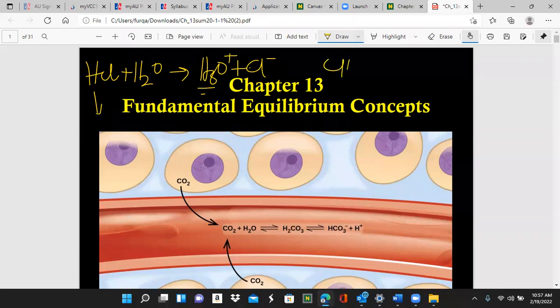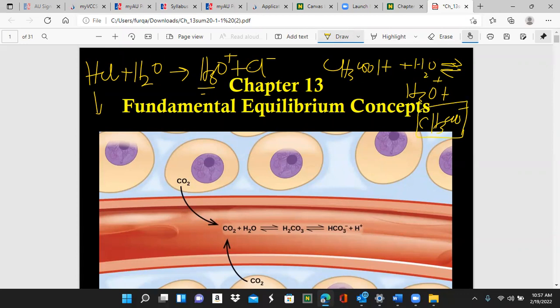Versus you have CH3COOH, which is acetic acid. When you react it with water, it's not going to be a single-sided reaction. It's going to be a reversible reaction. Again, you're going to make H3O plus, and then you're going to make CH3COO negatives, which are acetate ions. So these are chloride ions, which is a monatomic ion. This is the acetate ion, which means you are talking about a polyatomic ion. The hydronium ion is also a polyatomic ion.